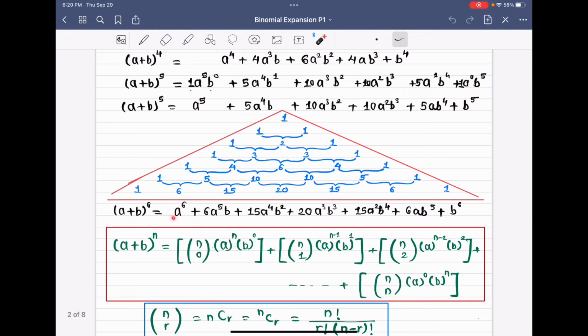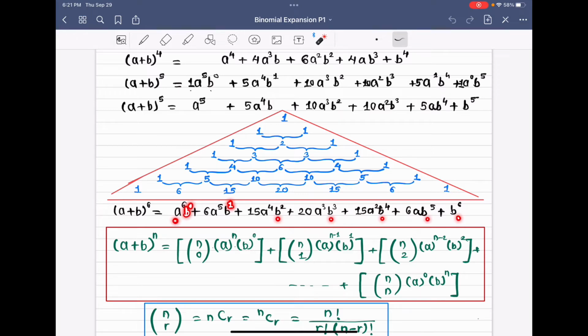Similarly, if I want to calculate for (a plus b) raised to 6, first I will write down the a power, then I will write down the b power, and then I will write down the coefficient. So the first term will get full power, that is a raised to 6. Second term a raised to 5. Third term a raised to 4, a raised to 3, a raised to 2, a raised to 1, and a raised to 0. In the same way, b raised to 0, b raised to 1, b raised to 2, b raised to 3, b raised to 4, b raised to 5, b raised to 6.